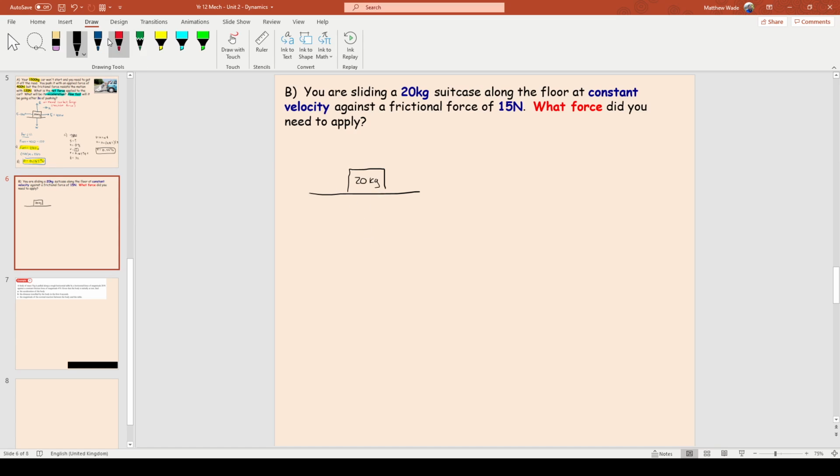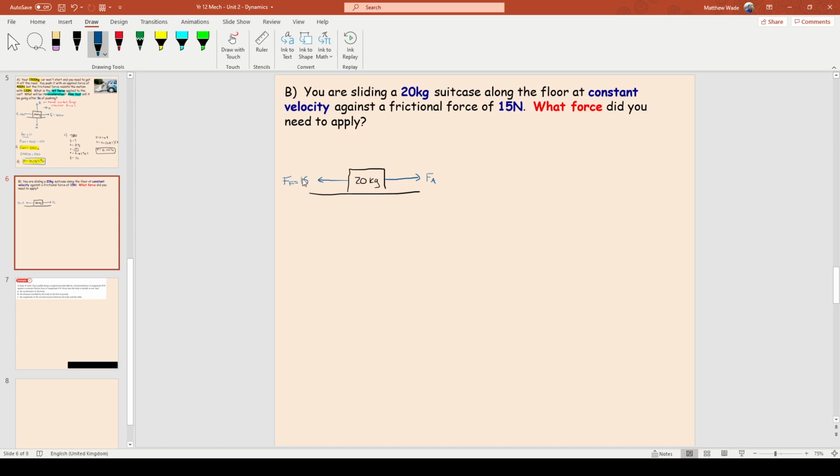Okay, sweet. What forces have we got on it? Well, it's being slid along, so I'm going to go with it sliding to the right. I'm going to call that FA for applied force. It doesn't really matter if you don't put that in there. Oh, and actually, we don't know what that is. That's what we're trying to figure out. Cool. It says there's a frictional force this way, which is going to oppose it. So that's going to be FF equaling 15 newtons.